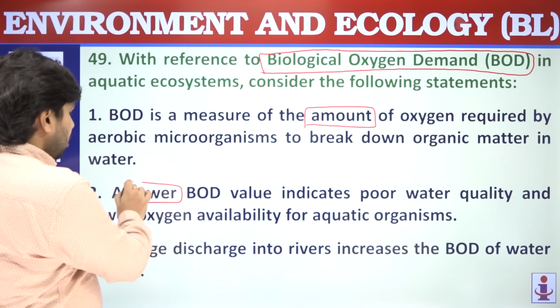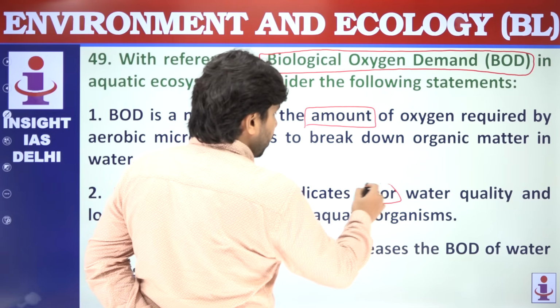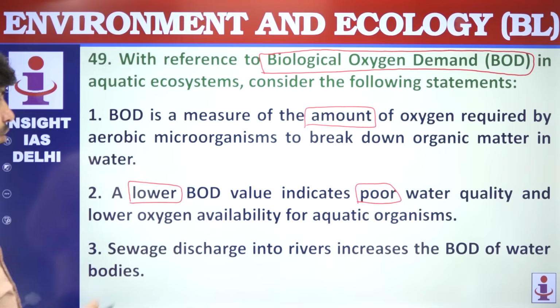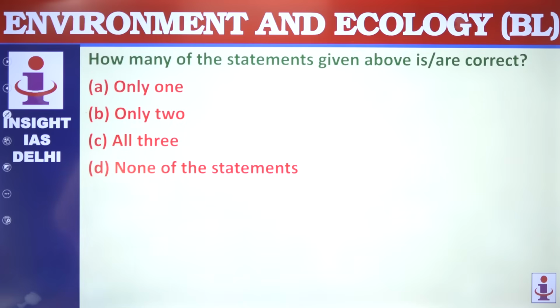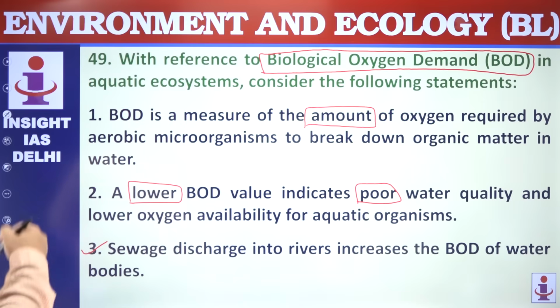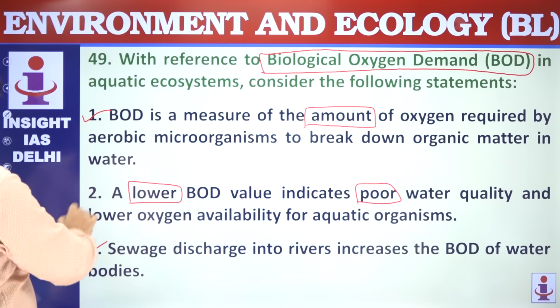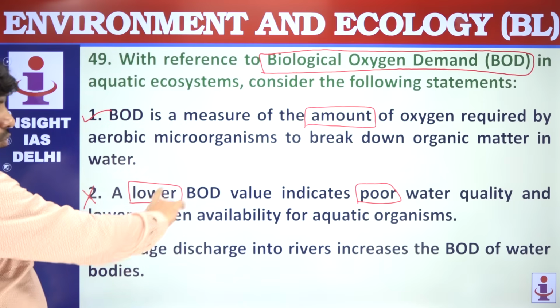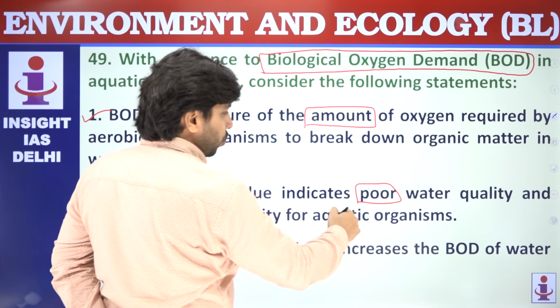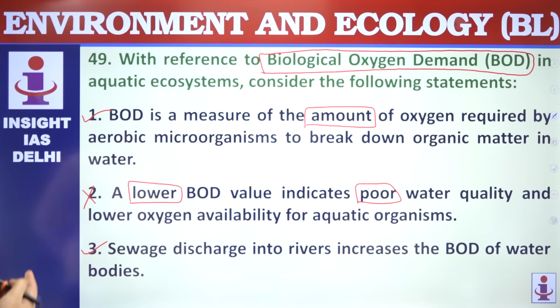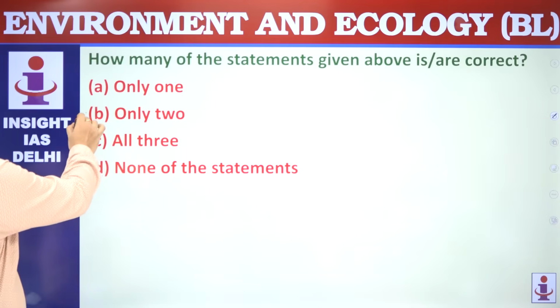Lower BOD indicates poor water quality? No. Lower BOD indicates good water quality. Sewage discharge into rivers increases the BOD of water bodies. Third is also correct. So only 2 are correct. This statement is not correct because lower BOD value indicates good water quality, not poor water quality. So 1 and 3 are correct. 2 statements are correct.